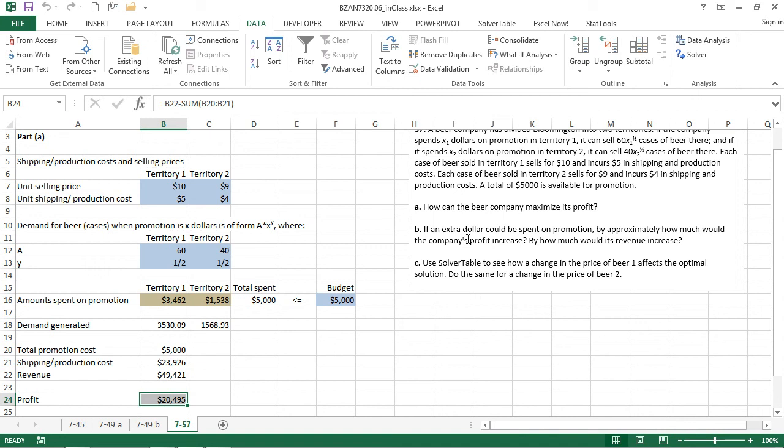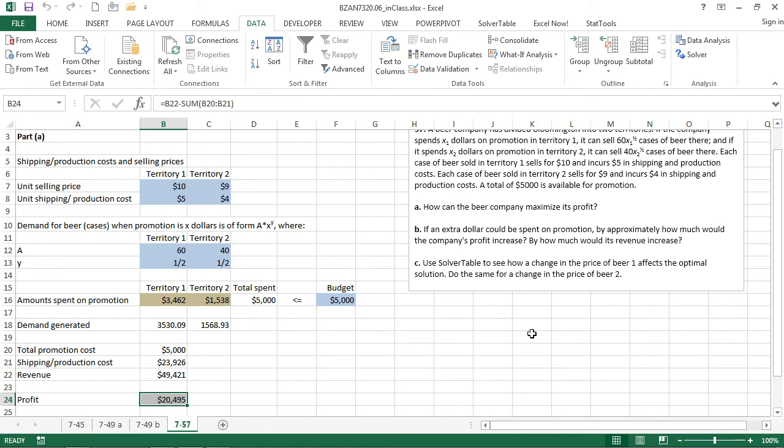All right, let's continue with part B. If an extra dollar could be spent on promotion, by approximately how much would the company's profit increase? By how much would its revenue increase? How would we answer this? If we spent an extra dollar on promotion, how much would the profit change? How much would the revenue change?